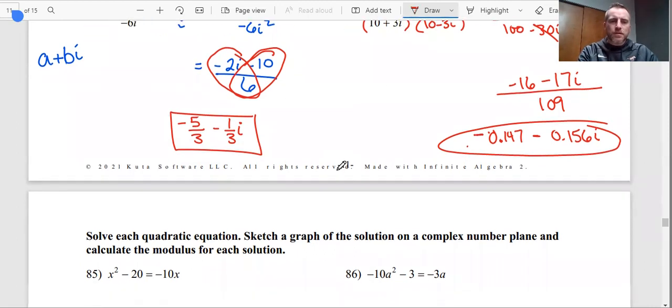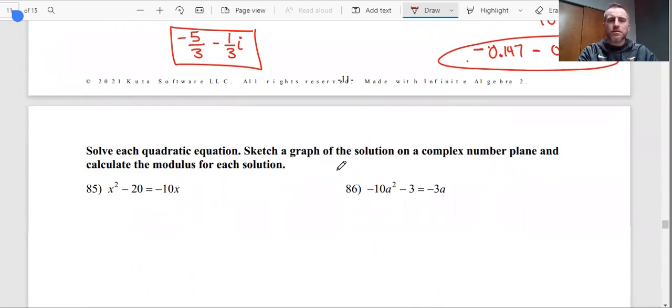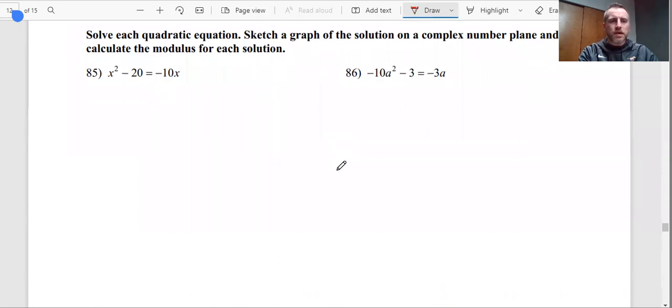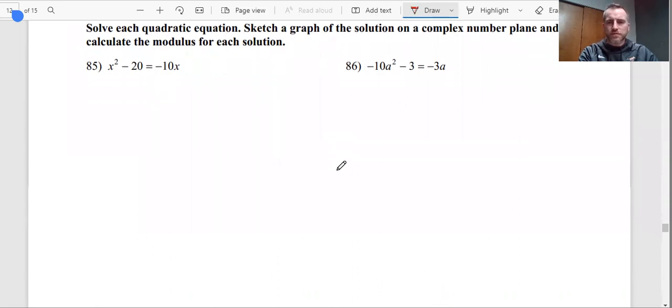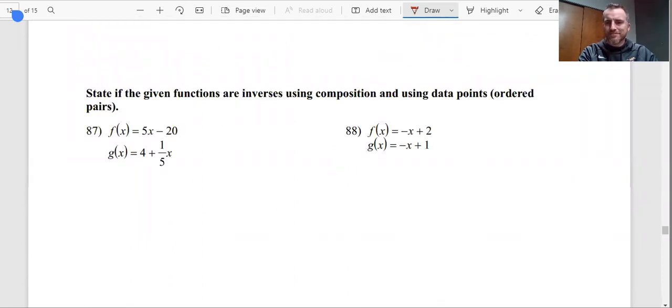Next section, got to solve some quadratic equations, and you're supposed to sketch the solution on a complex number plane and calculate the modulus for the solution. And who made this? Whoever did this is mean.